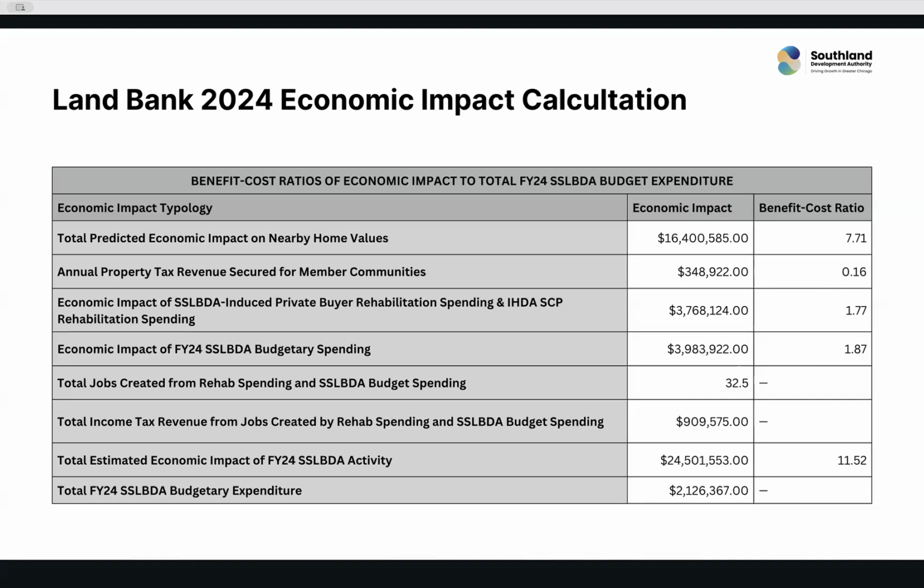Comparing that figure with the original budget's spending of $2.1 million yields an overall benefit cost ratio of 11.5, meaning each dollar the land bank spent last year is expected to return more than $11 in measurable economic value to the Southland communities.